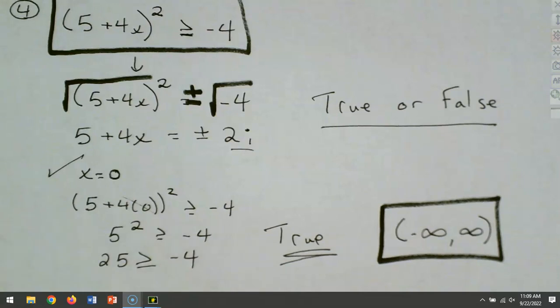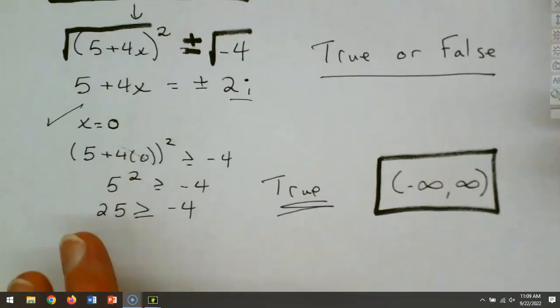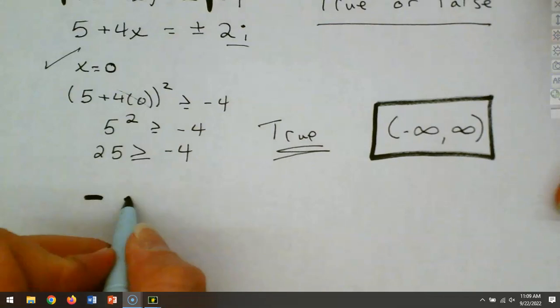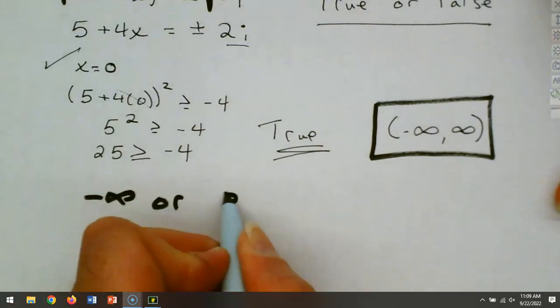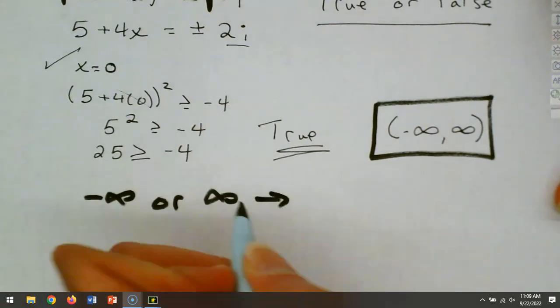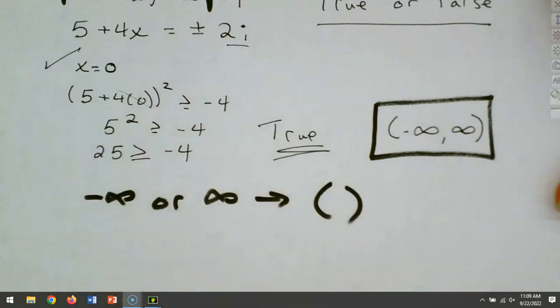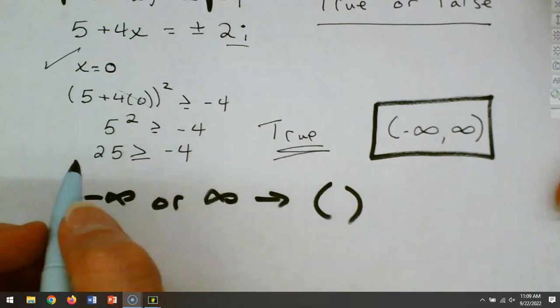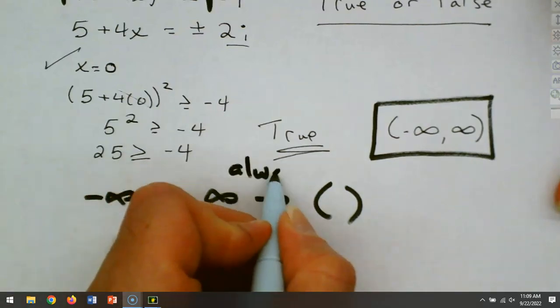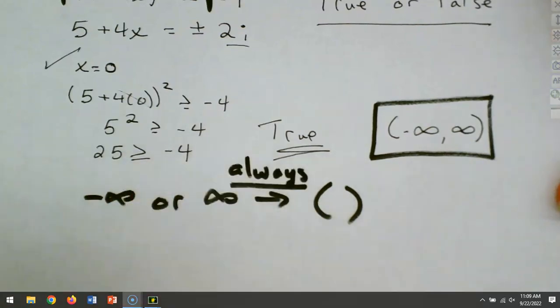Okay, now remember, just so we remember here too, negative or positive infinity, those get parentheses, right? So infinity always gets parentheses. So always with infinity symbols, use the parentheses sign, okay?